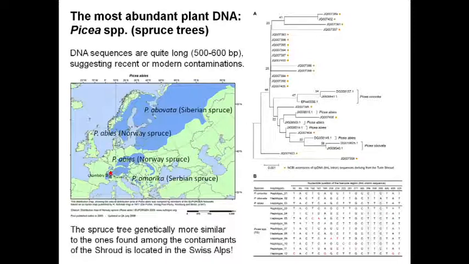Interestingly, the spruce tree genetically more similar to the ones we found among the contaminants of the Shroud is located in the Swiss Alps. Here is the voucher of that plant, very close to Chambéry and Turin. So again, this finding suggests a very recent contamination.